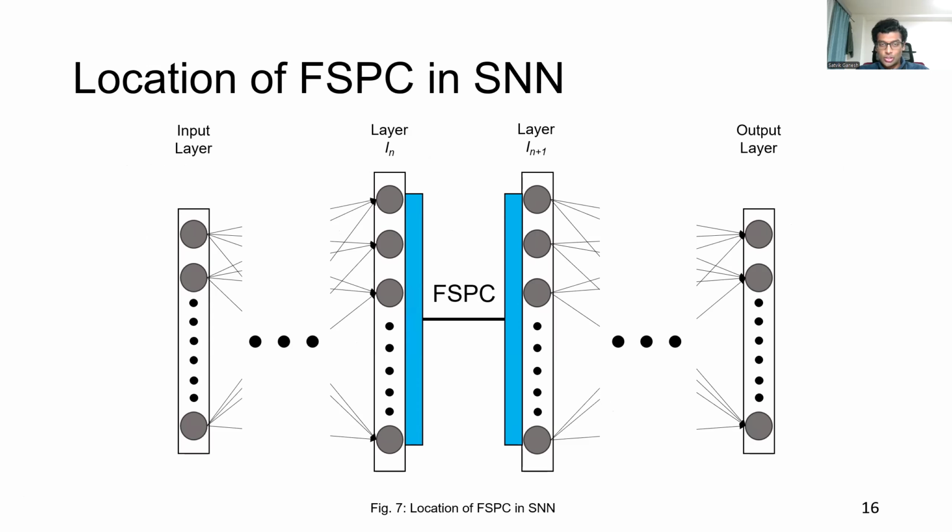So here's the location of FSPC in SNN. As you can see, it is located in the hidden layer between layer ln and ln+1. We'd also like to note that this framework works during the inference phase of the network.